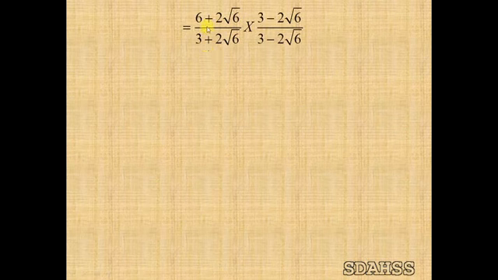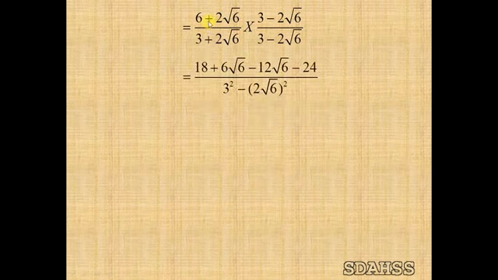So you have 6 plus 2 root 6 divided by 3 plus 2 root 6, into its conjugate 3 minus 2 root 6 divided by 3 minus 2 root 6. Multiply the numerator separately and denominator separately. So you have 6 into 3, 18, plus 2 root 6 into 3, 6 root 6. Then 6 into minus 2 root 6, minus 12 root 6. Then 2 root 6 into minus 2 root 6, minus 4 root 6 into root 6, 6, 4 into 6, 24.